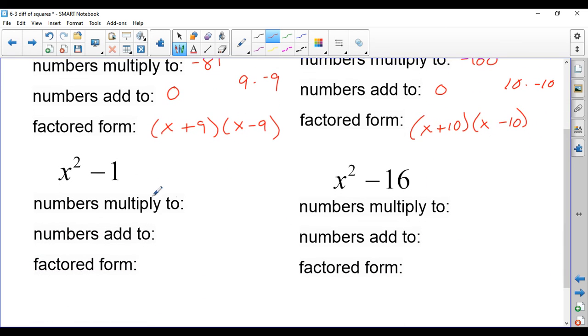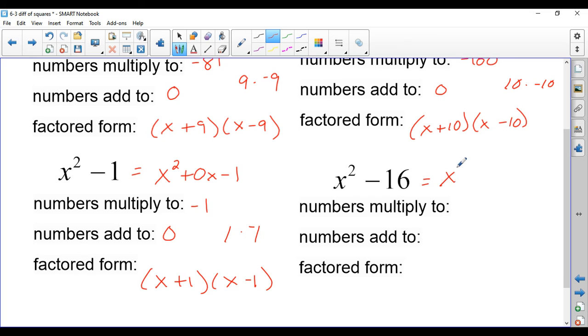Notice the pattern. X squared minus 1. X squared plus 0x minus 1. I multiply to negative 1 and add to 0. What numbers multiply to 1? 1 times 1. How do I get them to add to 0? 1 times negative 1. X plus 1, x minus 1.